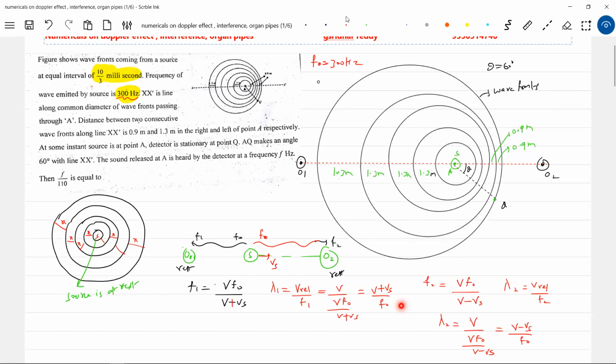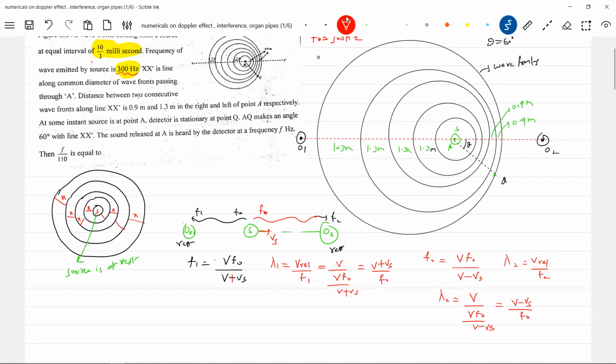What is the situation now? Do we know the wavelength? Yes, lambda 1 is 1.3 meter. Do we know the speed of sound? Not given. Do we know the speed of the source? Not there. F naught is given. So what is all available? From this, what can I write?